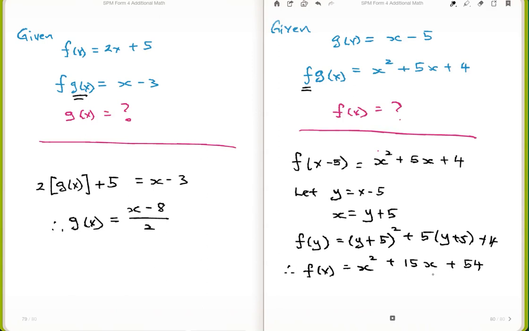Right? The tricky part of it would be here. You need to use the inverse function, invert them, and then substitute to get the answer. The same is true if you are given the inverse function and need to look for f(x). I'm going to show you in the next example.